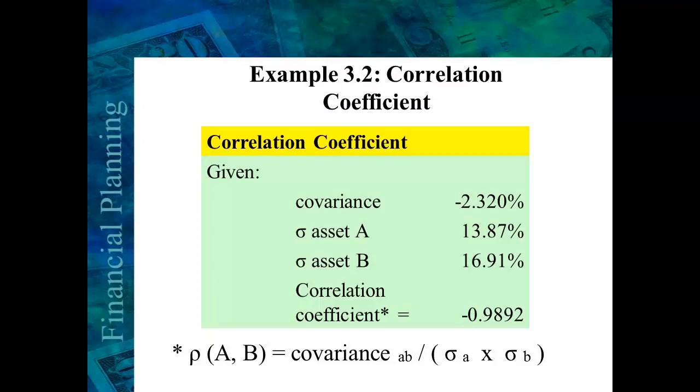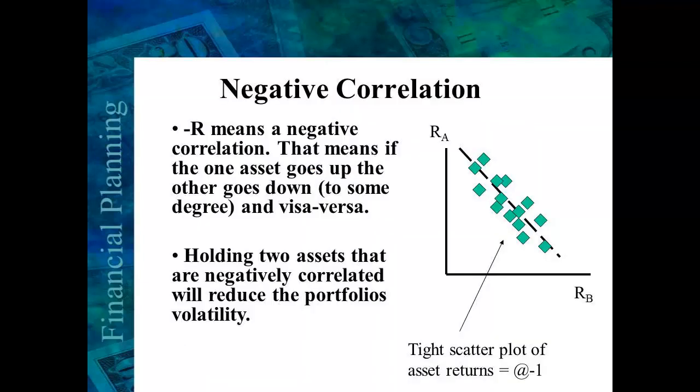The correlation coefficient is extremely useful in describing the relationship between assets because it standardizes the relationship on a scale of -1 to 0 to +1. In this example, you discovered that the assets have a minus 0.9892 relationship. That is very near the negative end of the scale. Let's now examine just what the correlation coefficient scaling tells us.